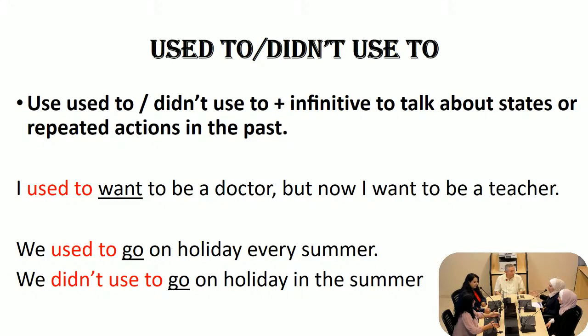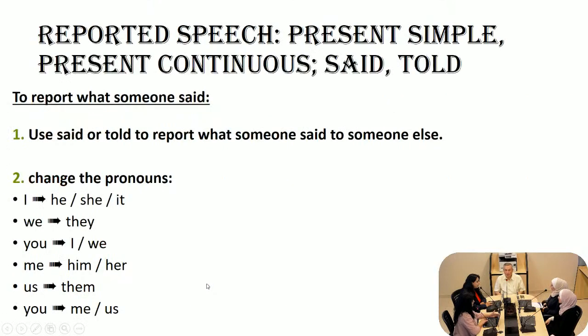In the exam, we have choices, so be careful about using it. And other examples, we used to go on holiday every summer. We didn't use to go. Even we have every, which is for the present, but used to is only for the past. So we used to do something every day in the past. We used it every summer in the past. That's it. Okay. The following slide, Miss Maha.